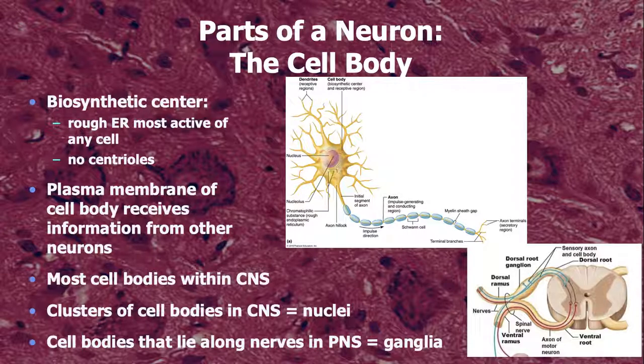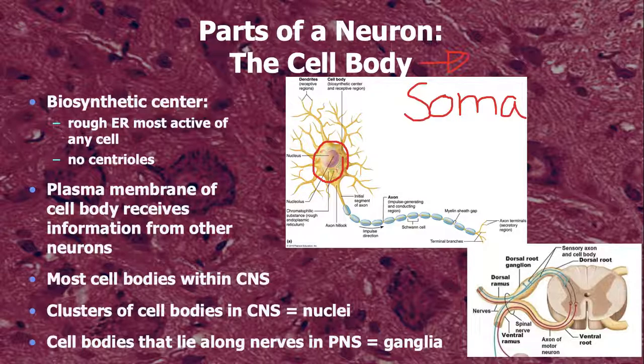The first part is the main cell body. So if we look at our cell, this part is the cell body. Then we're going to get to these extensions off of it, but we're starting with the cell body. You might also see the cell body referred to as the soma. That's another term for it. That soma is the biosynthetic center. That's where we are going to be producing a lot of our stuff.